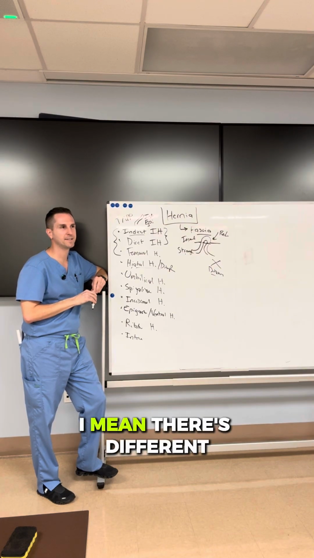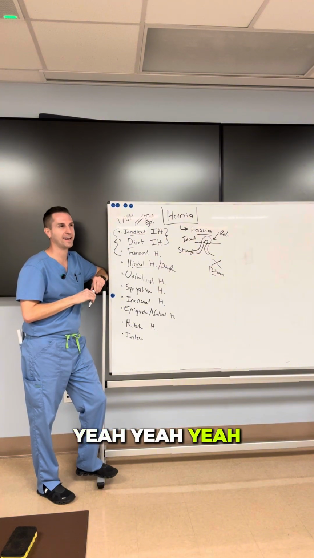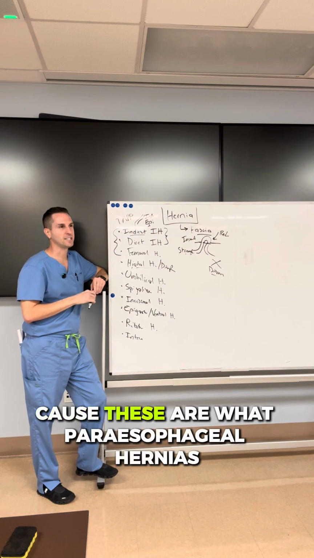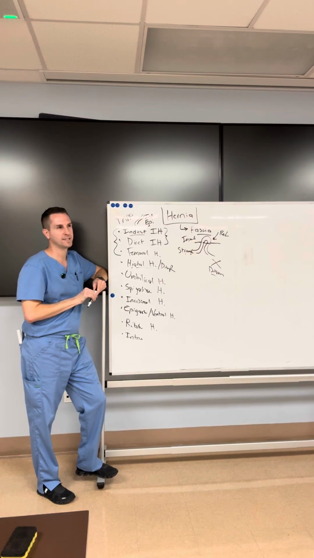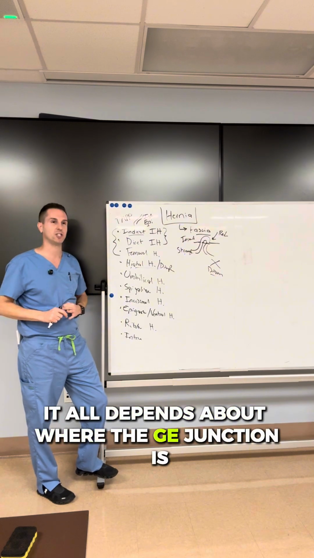I mean, there's different types, right? Is that what you're talking about? Yeah, like sliding. Now we're talking. Because these are what? Paraesophageal hernias. Okay, sliding hernia. I forget the terms. Okay, so there's sliding. It all depends on where the GE junction is.